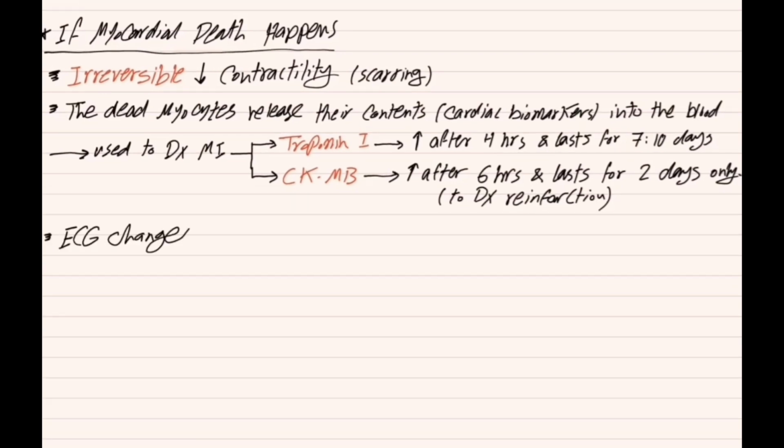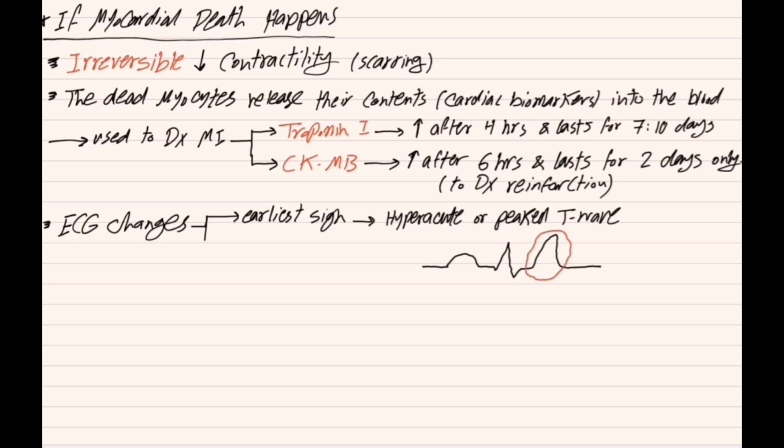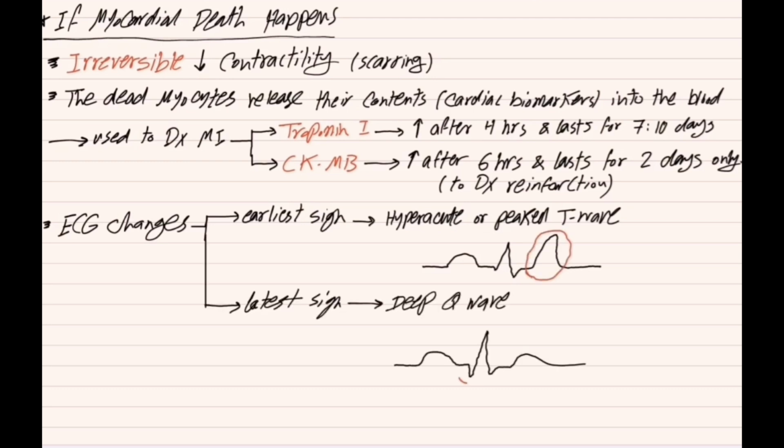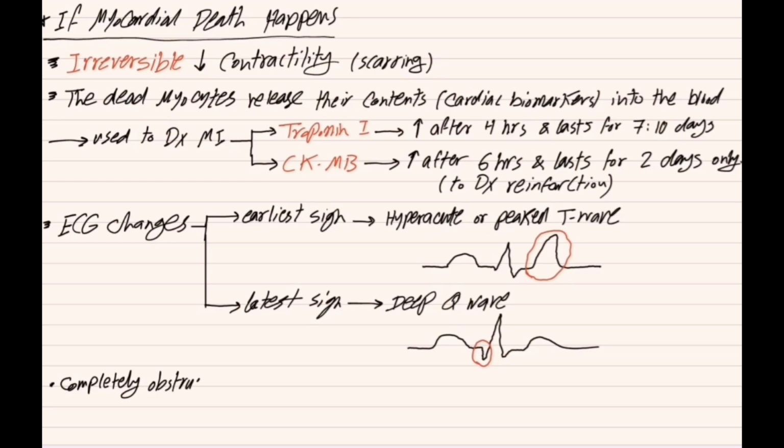Moving on to the EKG changes in myocardial infarction. So the earliest sign will be hyperacute or peaked T wave. The latest sign will be deep Q wave. The other important thing to know here is that in case of completely obstructing thrombosis, this will cause complete wall infarction, which we call transmural myocardial infarction.